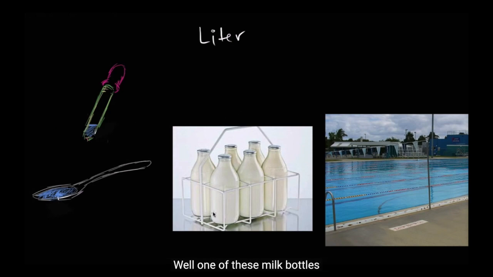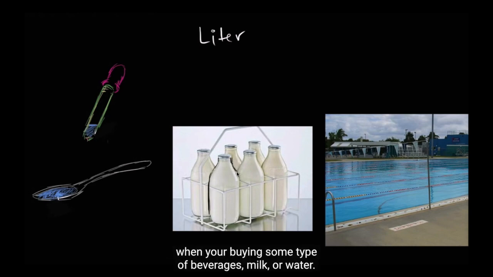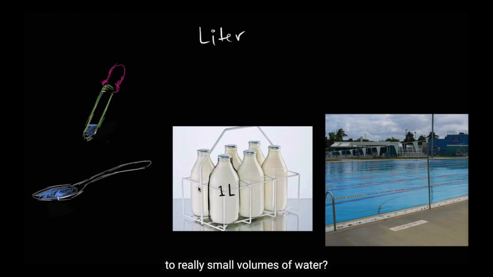Well, one of these milk bottles is a liter, and you're most typically going to think about a liter in your everyday life when you're buying some type of beverages, milk or water. In fact, next time you go to the grocery store, see a lot of the bottles you get, they might be exactly 1 liter. Some of the soda bottles are 2 liters, but this right over here is 1 liter, and we'd write a capital L for short. That's 1 liter, and so there's 6 liters in total in this little carrying case, but each of these milk bottles is 1 liter.